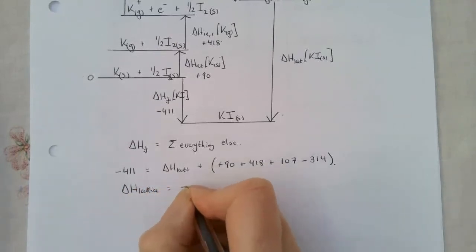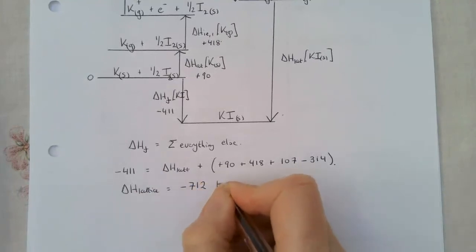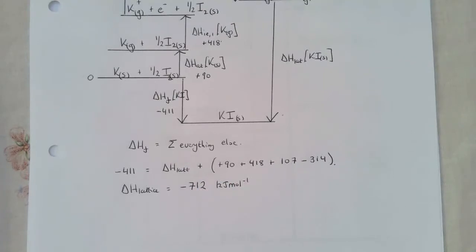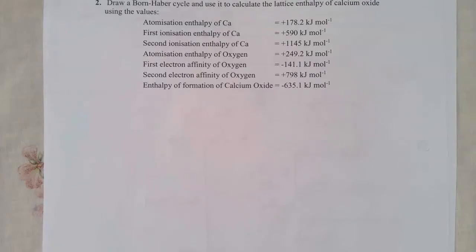equaling minus 712 kilojoules per mole. So the lattice enthalpy of potassium iodide is minus 712 kilojoules per mole. That's how much energy it releases when we form 1 mole of it from its gaseous ions. Next, we're going to have a go at drawing the Born-Haber cycle for calcium oxide.